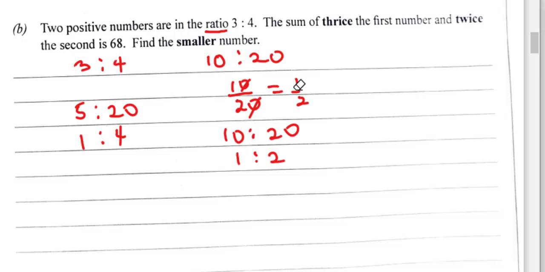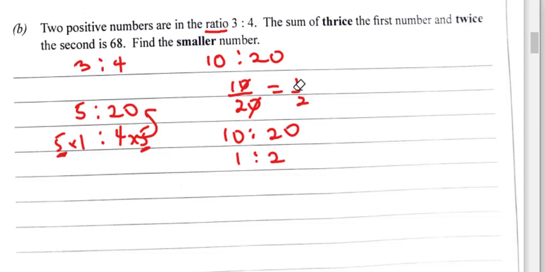So what is the common factor here? How can I get this back? Unless of course I multiply each side by 5. So 1 times 5 I get 5, and 4 times 5 I get 20. So you can see 5 here and 5 there.